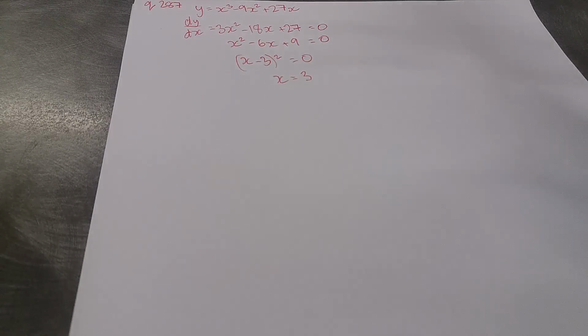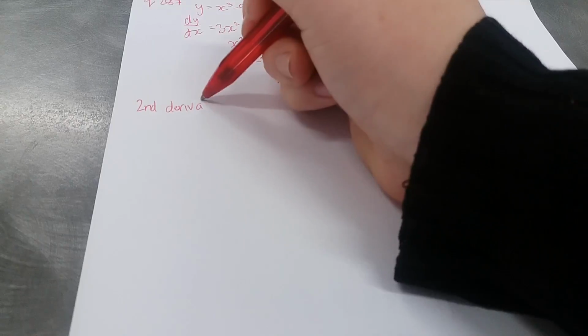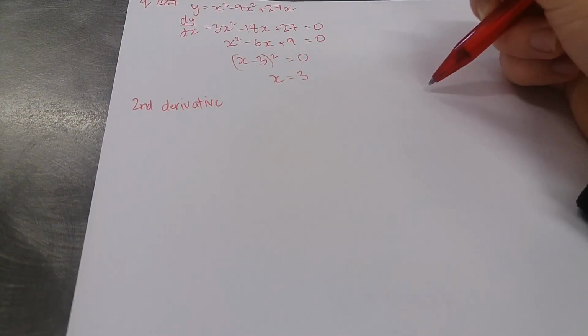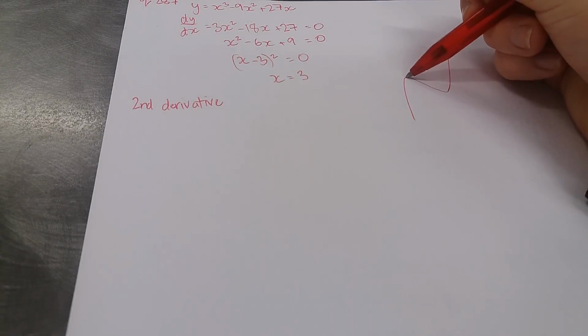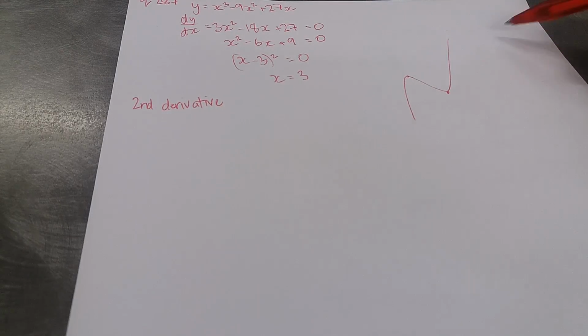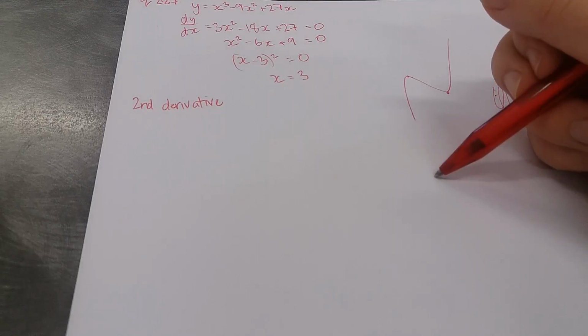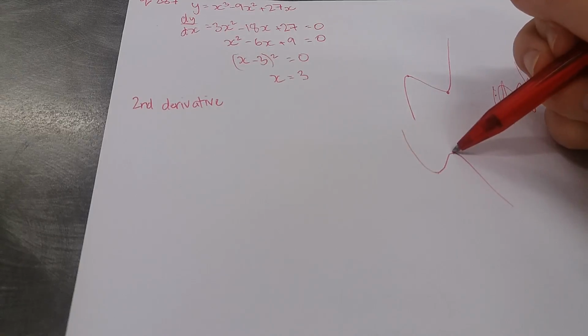Now, to show that it's not a maximum or a minimum, we have to look at the second derivative. Because when we have our graph, there's 3 options. We could have a cubic like this, which means we've got a maximum there at our first stationary point and a minimum there at our second one. Or the second case would be if we had a negative cubic. So the first one's the minimum and the second one's the maximum.